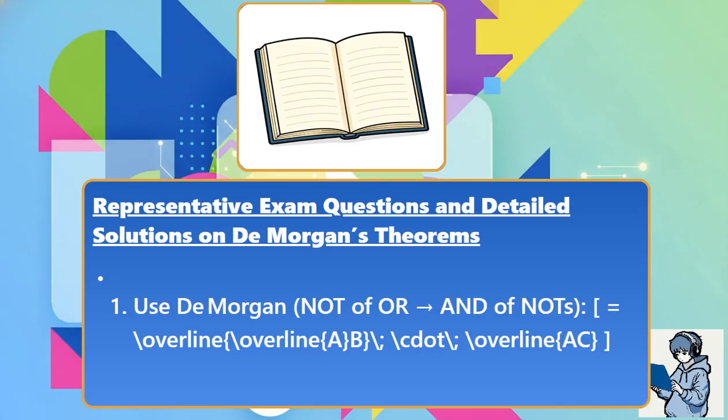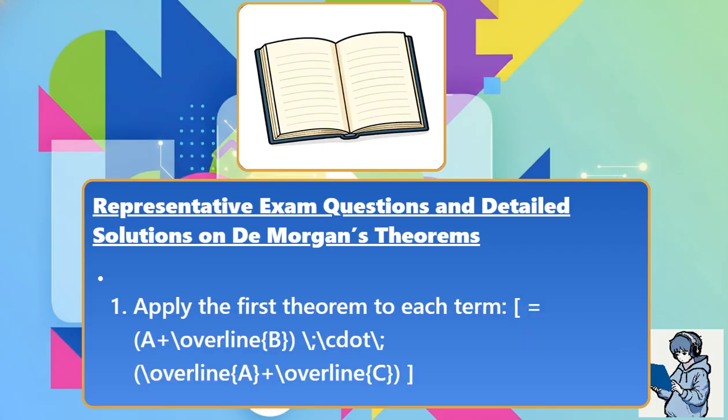Step 2. Use De Morgan: NOT of OR becomes AND of NOTs. This gives NOT(NOT A AND B) AND NOT(A AND C). Step 3. Apply the first theorem to each term. This becomes (A + NOT B) AND (NOT A + NOT C).